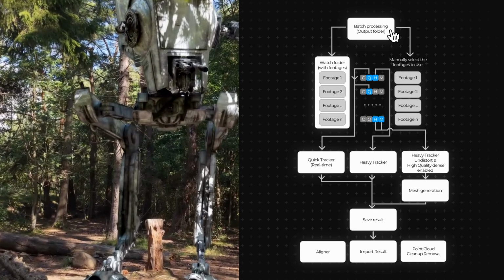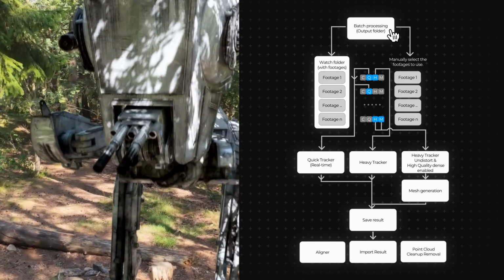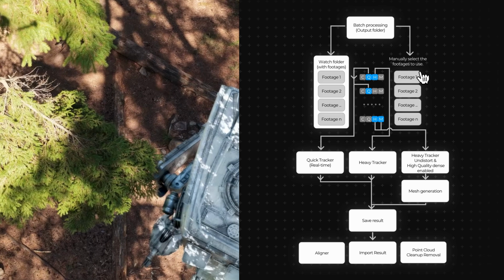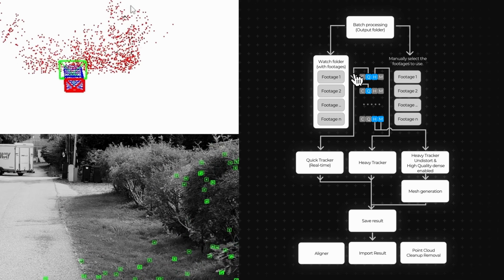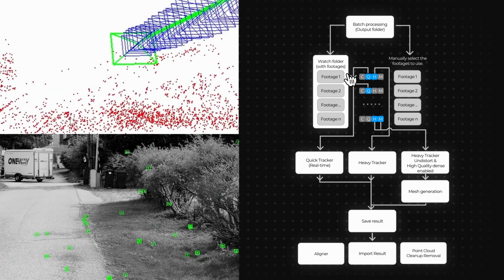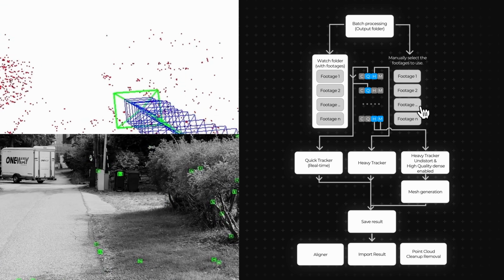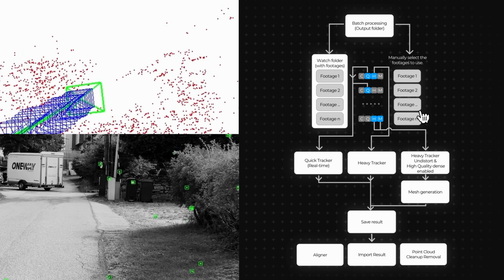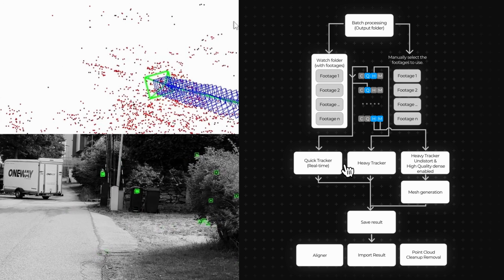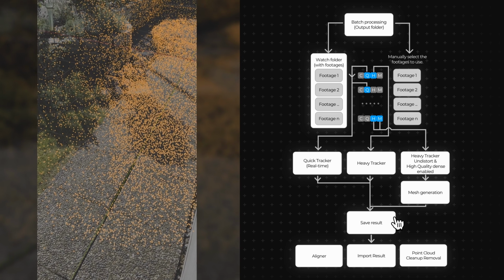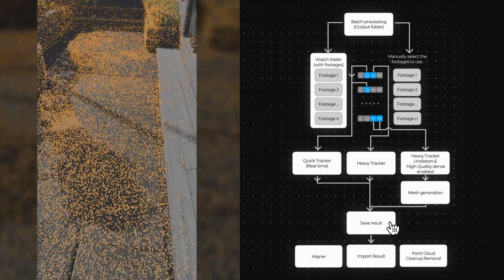The second workflow is batch processing. Here, you choose an output folder in the batch processing panel, then you add multiple sequences as input. You can either select a watch folder that contains one subfolder per image sequence, or you can manually add sequences by entering each path yourself. After that, you select which operators to run for each sequence, and it processes everything automatically and saves the results into subfolders inside the output folder.